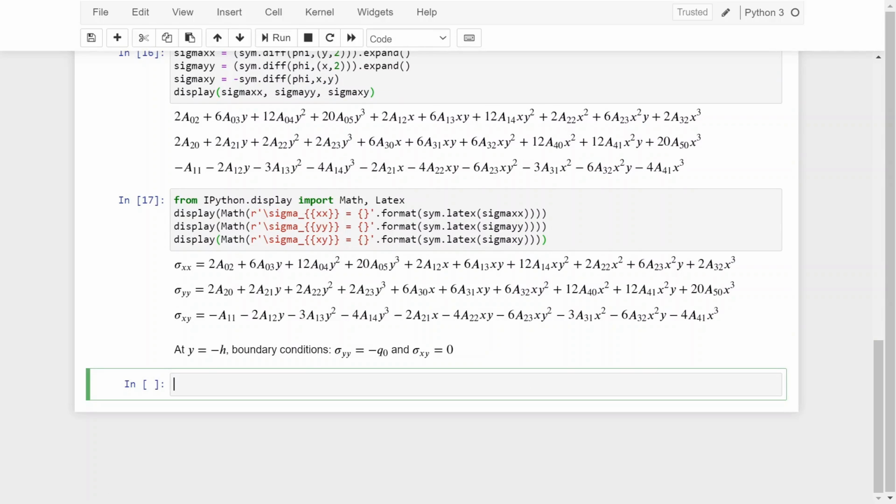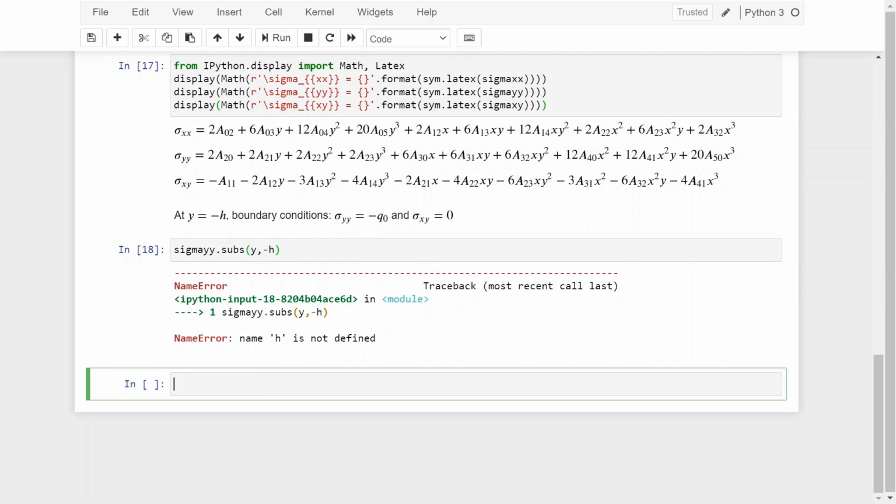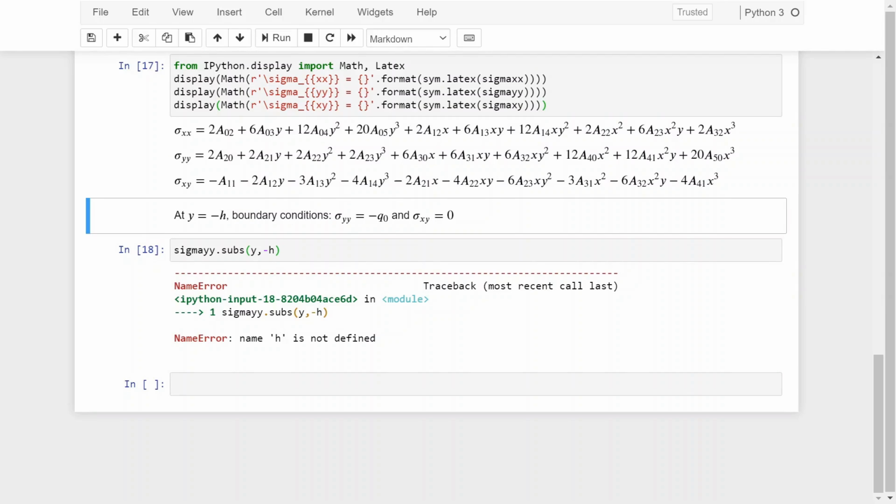So we need to do a sigma yy and substitute y as minus h. But please note that till now we have neither defined h nor defined this q naught, and that is going to create a problem for us. In fact, you can do a shift enter and it will already show an error. See, h is not defined. So what we'll do is, perhaps before this cell, we are going to define these parameters h and the load q.